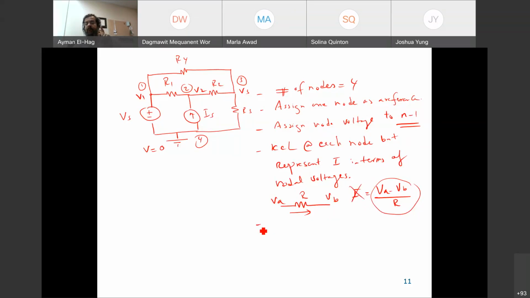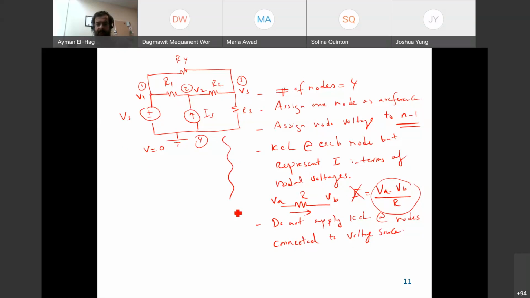Then we said one note: when we have a voltage source, do not apply KCL at nodes connected to a voltage source. Why is that? Because we already know the voltage. So here when we come here, we said that your V1 is known to us, which is equal to Vs. So I don't need to do anything here. This is done for me.